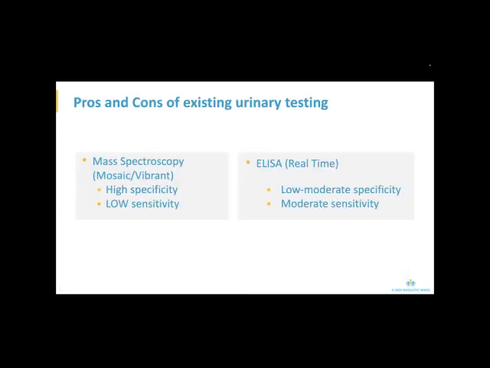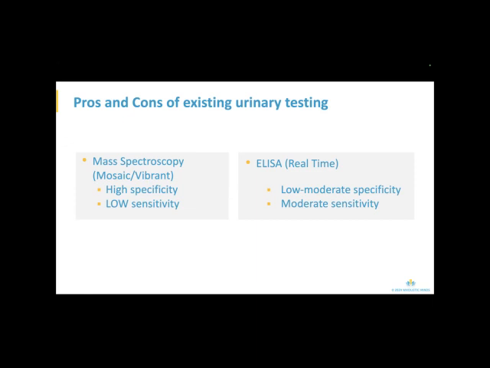Now, what kind of tests are available? Some of this you may have already heard, but I'm going to cover it just to be thorough. Basically, there are two different technologies. There's mass spec liquid chromatography, and MSLC is what Mosaic uses. Mass spectroscopy is what Vibrant uses. The upside is the specificity, the accuracy with which it detects something, is quite high. The problem is that it will miss a lot of mold often, especially in kids.